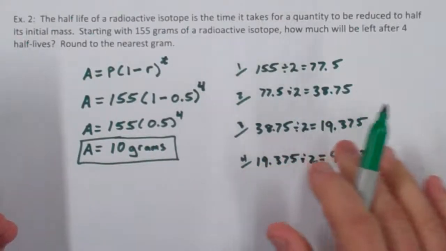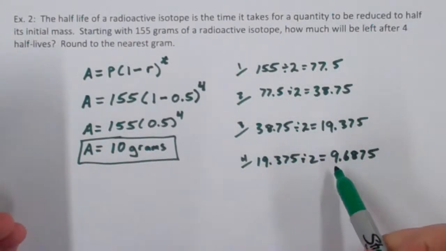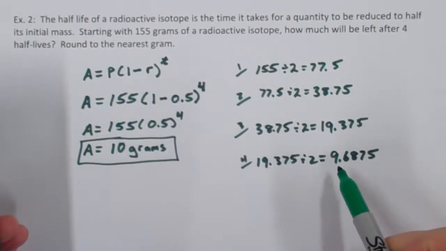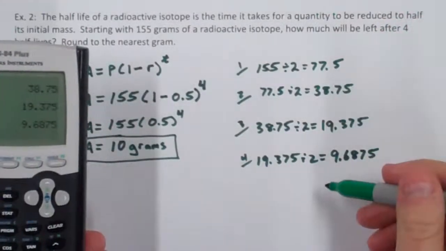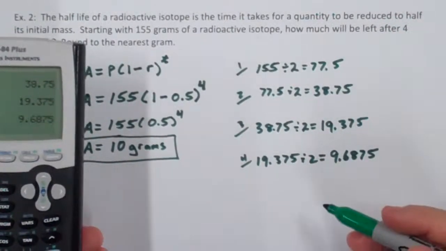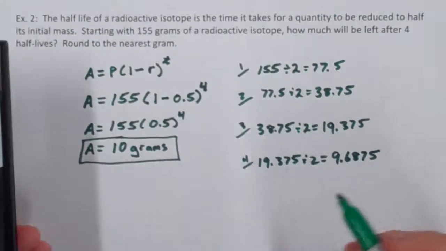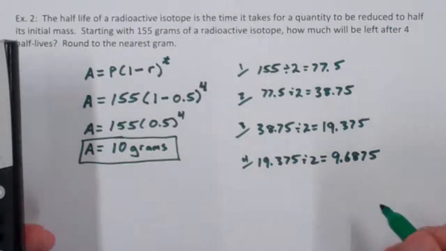On the short ones where you're only doing this 4 times, you could probably do this by hand as well, or at least with the aid of the calculator, but list everything out and just perform the half-life every single time. And this one would round up to be 10.